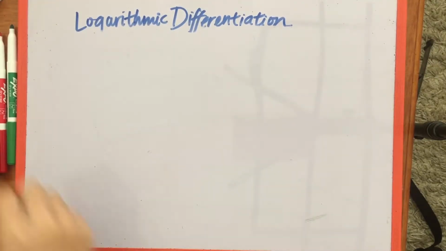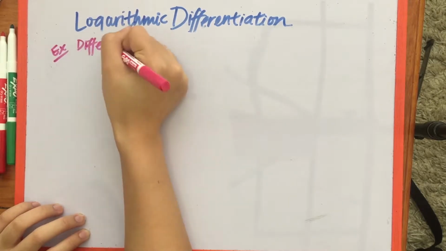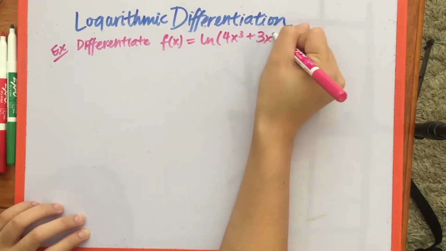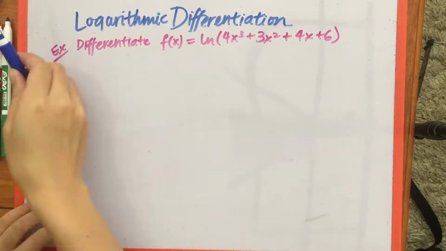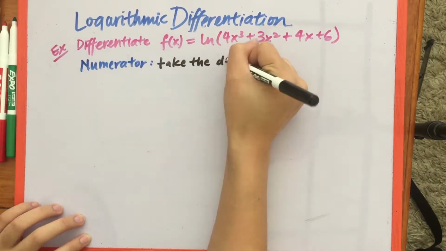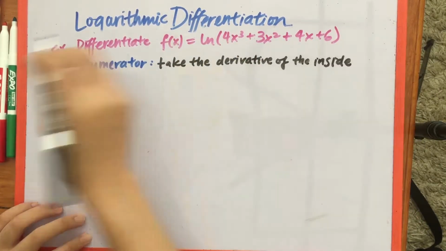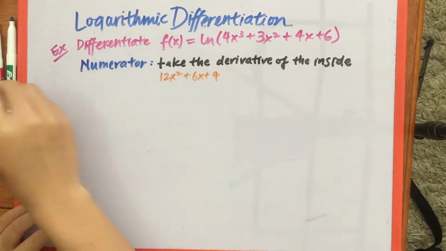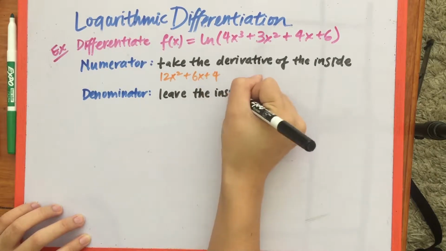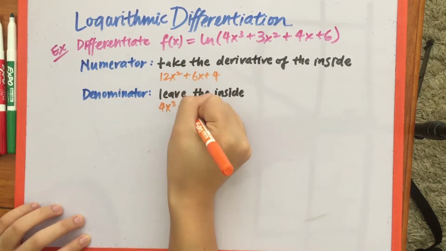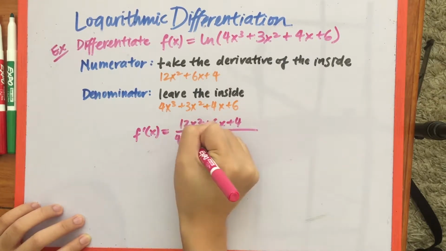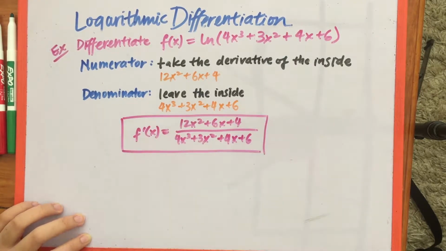Here's an example. If we have the problem, differentiate f of x is equal to ln of 4x cubed plus 3x squared plus 4x plus 6. The first step is to take the derivative of the inside, which is equal to 12x squared plus 6x plus 4, and that's your numerator. For the denominator, you leave the inside the same, so it's just 4x cubed plus 3x squared plus 4x plus 6. And your answer is your numerator divided by your denominator, which is f prime of x is equal to 12x squared plus 6x plus 4 divided by 4x cubed plus 3x squared plus 4x plus 6.